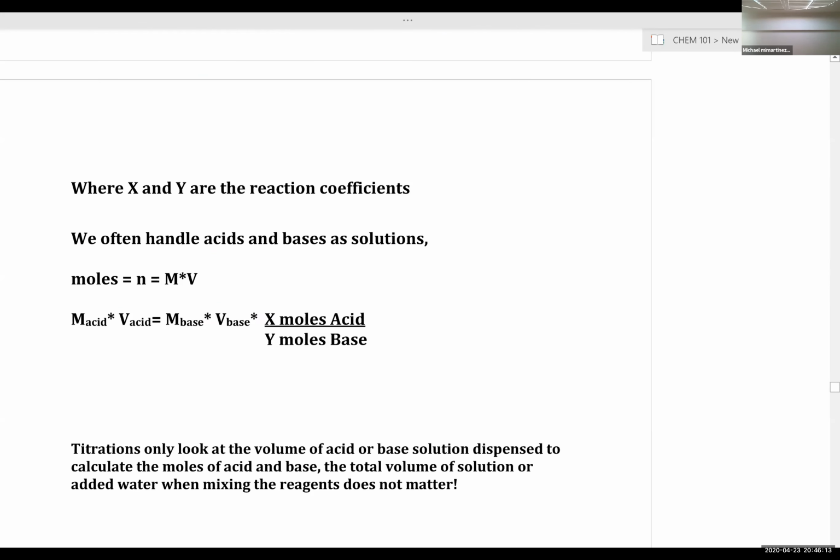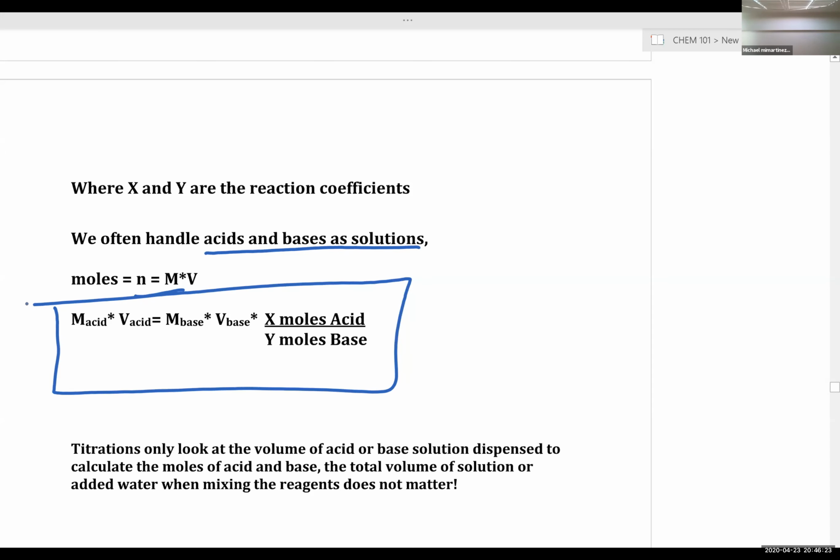So we often handle acids and bases as solutions. So we can figure out moles by taking molarity times volume. Substituting, this is a textbook titration equation. The molarity of the acid times the volume of the acid is equal to the molarity of the base times the volume of base. Remember, this is just referring to moles of acid and moles of base. And this ratio is our stoichiometric ratio.